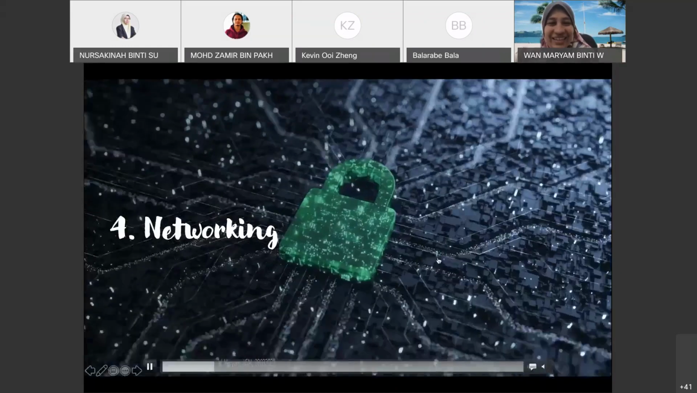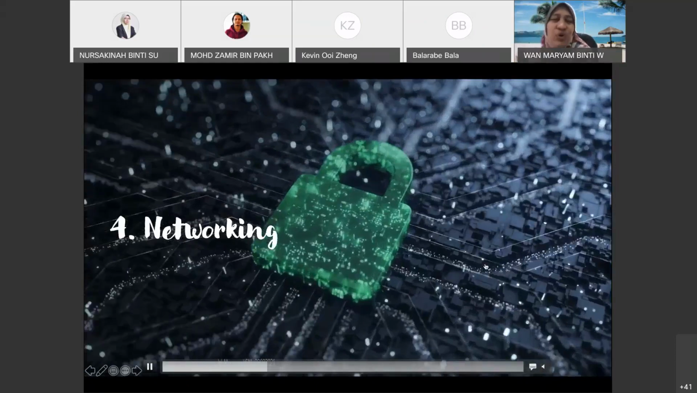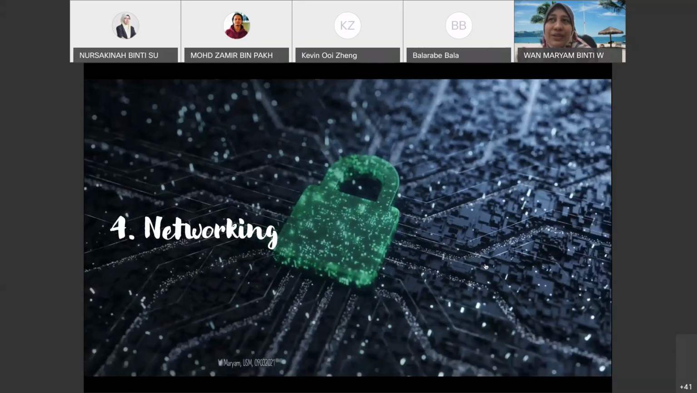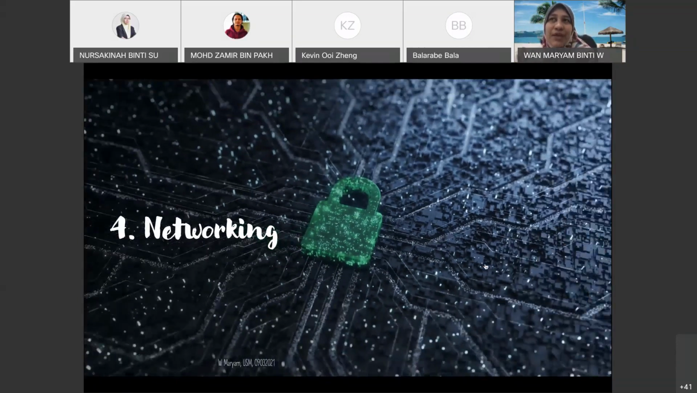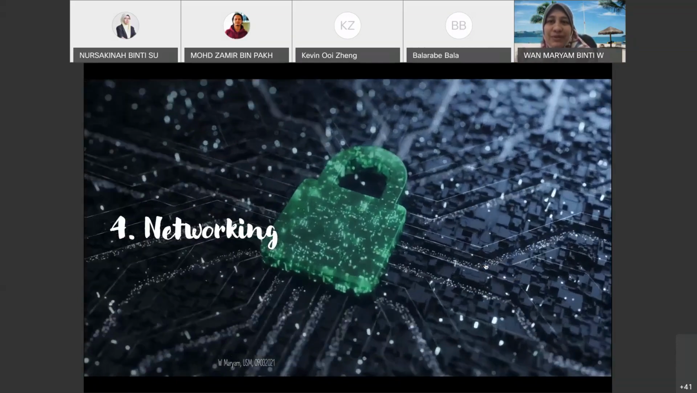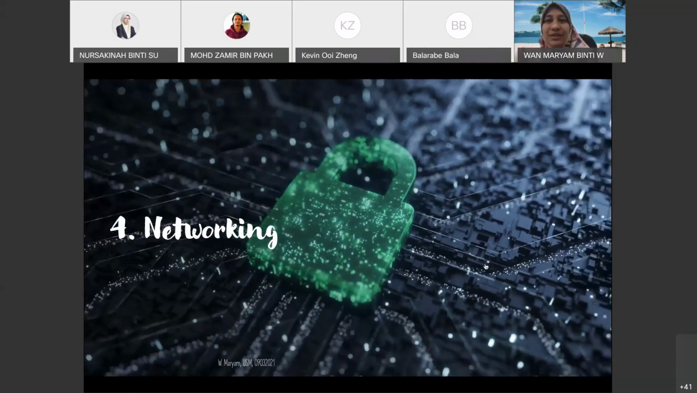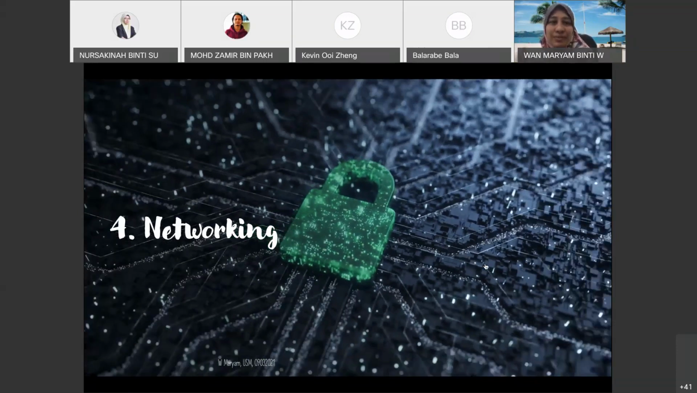And lastly, networking. Do collaboration. Collaboration provides a better perspective of the paper. It means that you have discussed that particular paper with more than one person.